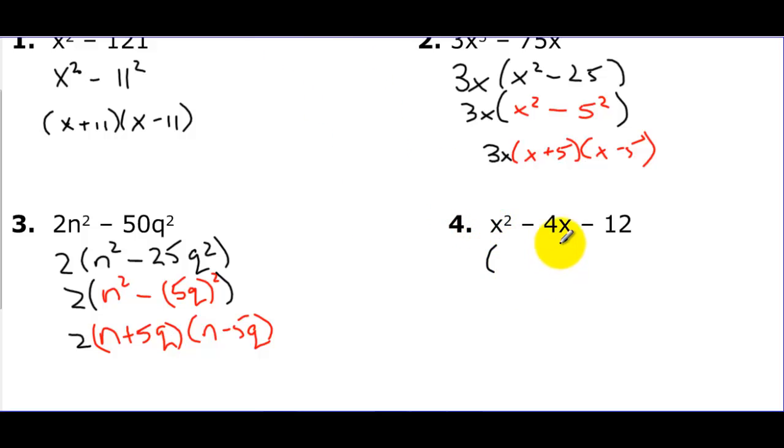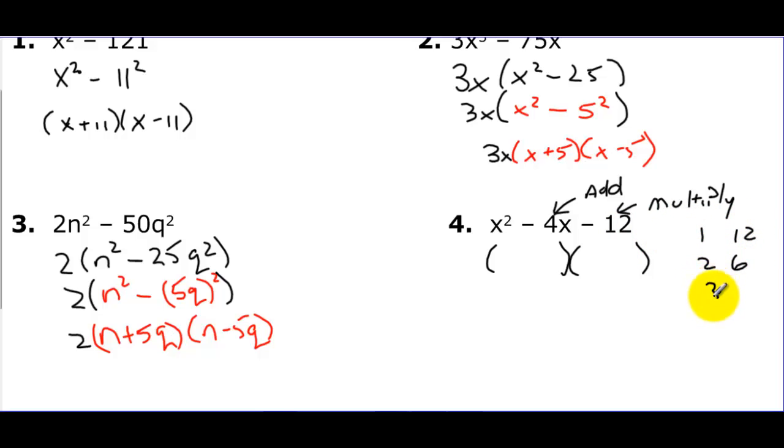We're going to set up 2 parentheses, okay? And we are going to find numbers that multiply to the end number and add to the middle number. So this is that table of values. You can say what numbers multiply to 12. Well, we have 1 and 12, 2 and 6, 3 and 4.